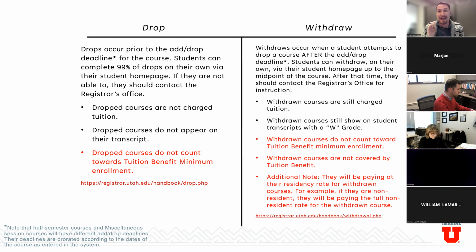Now, in like 99% of cases, students are going to be able to do their own drops. So if they get onto their student homepage and they attempt to do that drop, they're going to be fine doing it on their own as long as they're within the deadline. There are very rare exceptions where they won't be able to do it on their own. And usually it's for strange courses that are only for a day, and so the system just doesn't know what to do with itself.